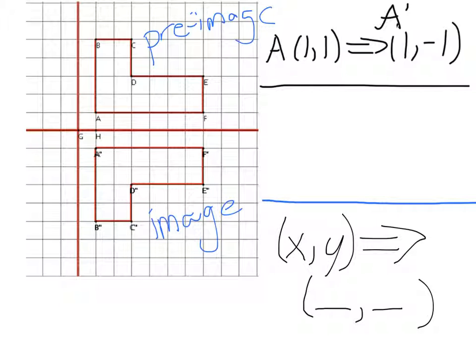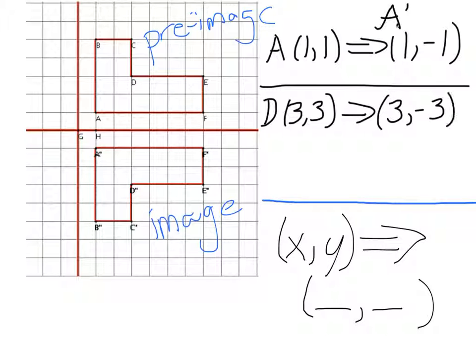Now let's talk about another point, and we can pick any that we want. It's not safe just to pick one point in the pre-image and one point of the image. We want to do several. Let's talk about maybe D. So D is going to be (3, 3). So let's write that out. D is (3, 3), and it goes to (3, -3). And again, I'm forgetting to write my prime, so I'm just going to put D prime to indicate that's what we're talking about.